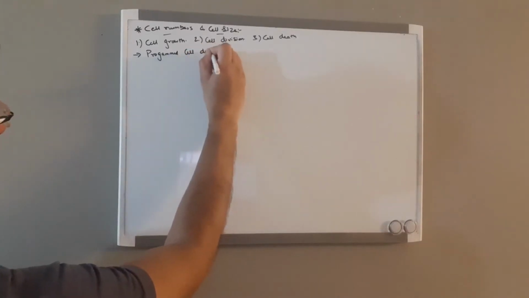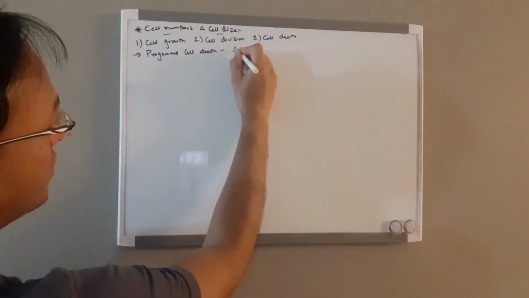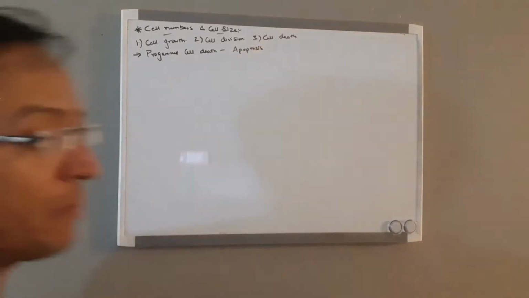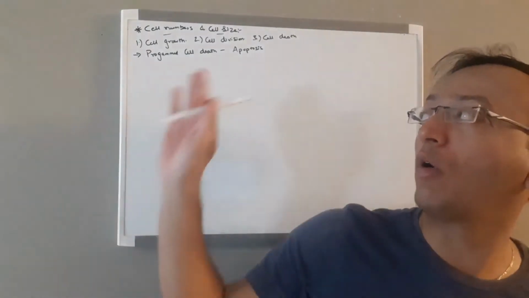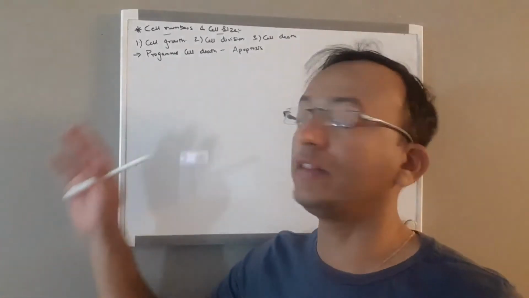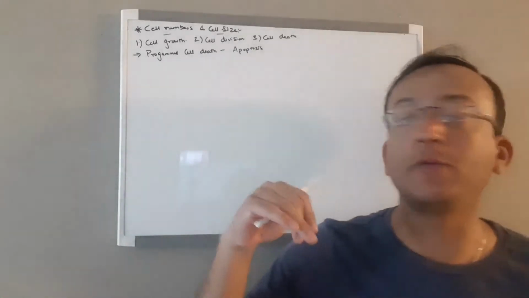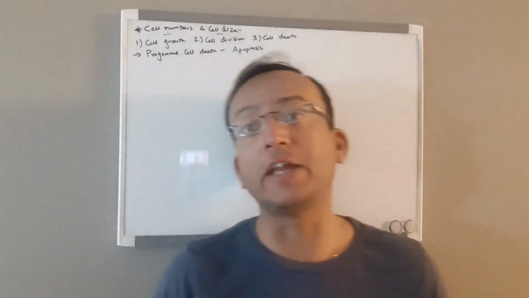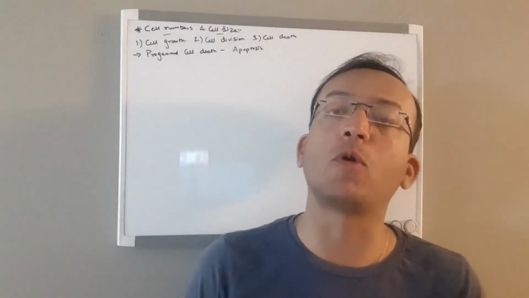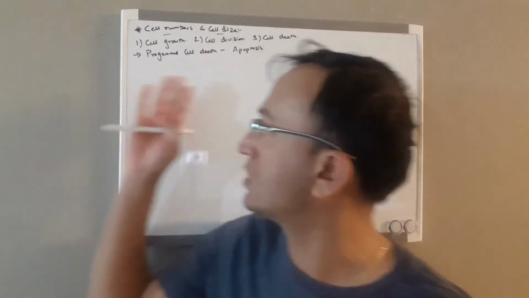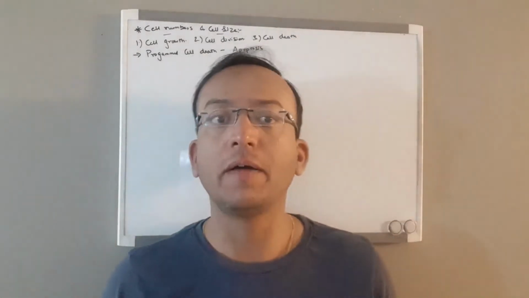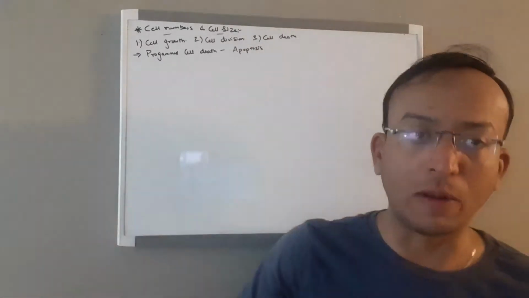Programmed cell death is called apoptosis. If the cells are no longer wanted in the community, they can commit suicide by activating this intracellular death program. In animal cells, the most common form of programmed cell death is called apoptosis.